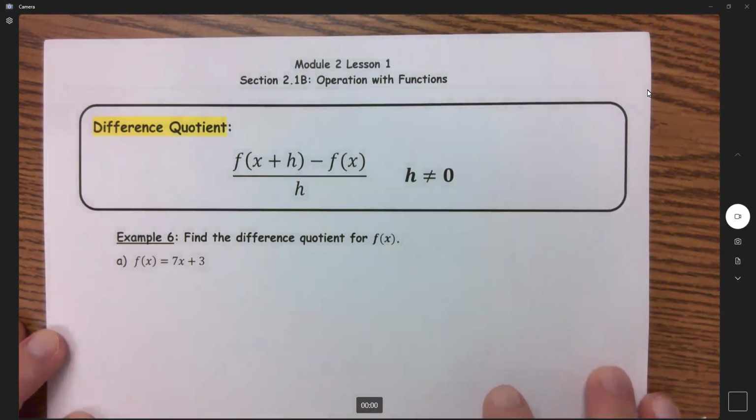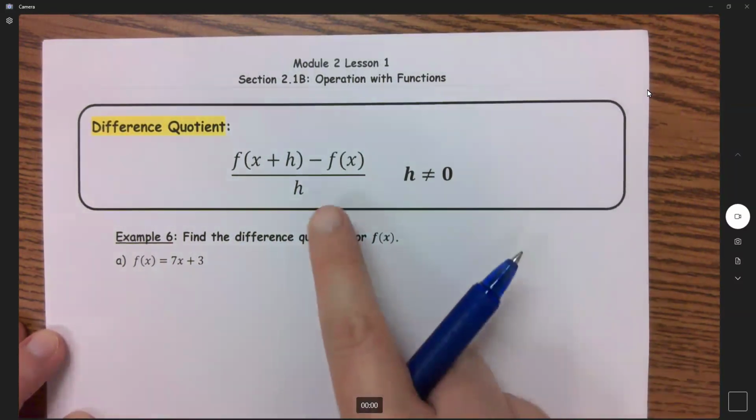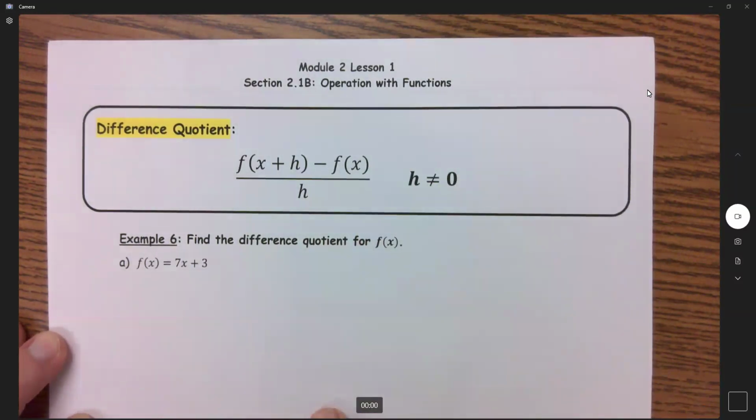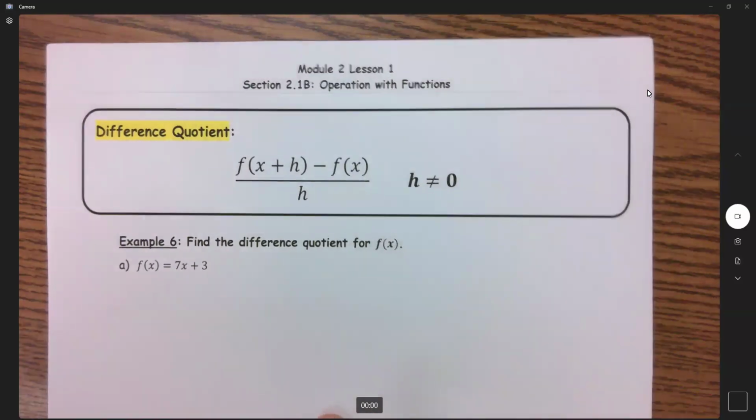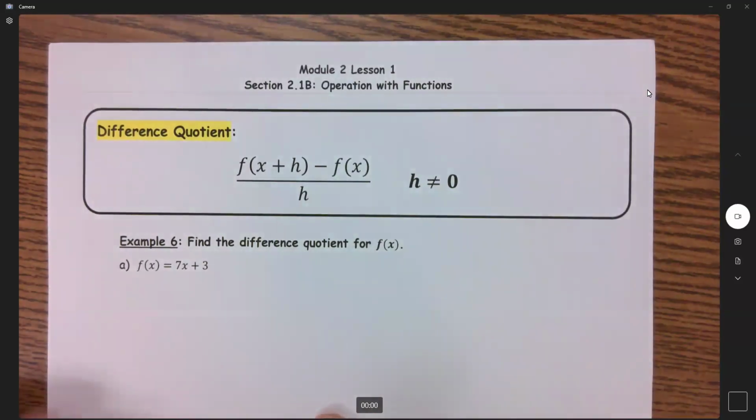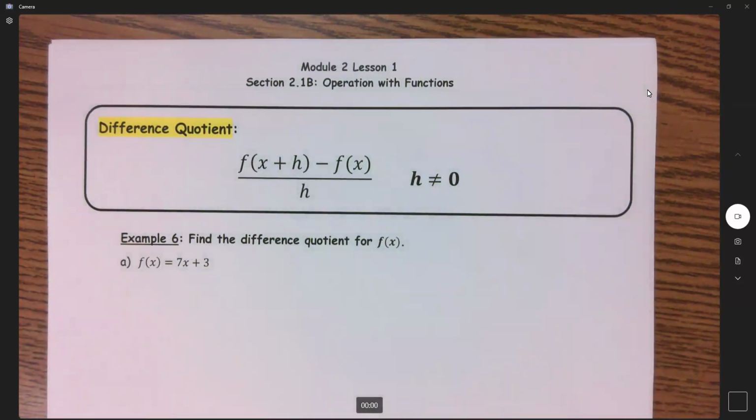This is how Calc 1 starts. This is Module 1, Lesson 1 of Calc 1. So you will see this again, and you will use it for almost all of Module 1. So example 6 is to find the difference quotient for f of x. Okay, so let's use our formula here.